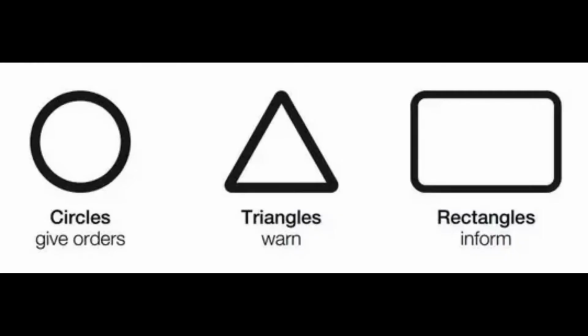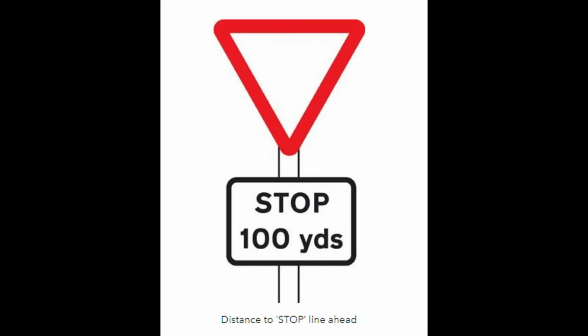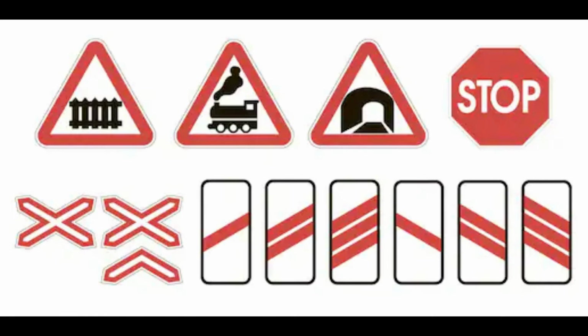You always have to remember that circular shapes give orders, triangular shapes give warnings, and rectangular shapes give information. The upside down triangle here is the give way sign. The red bordered circle with the red cross in the middle and a blue background is a clear way, so you must not stop. This is the stop sign, and you must stop at the sign before moving off.